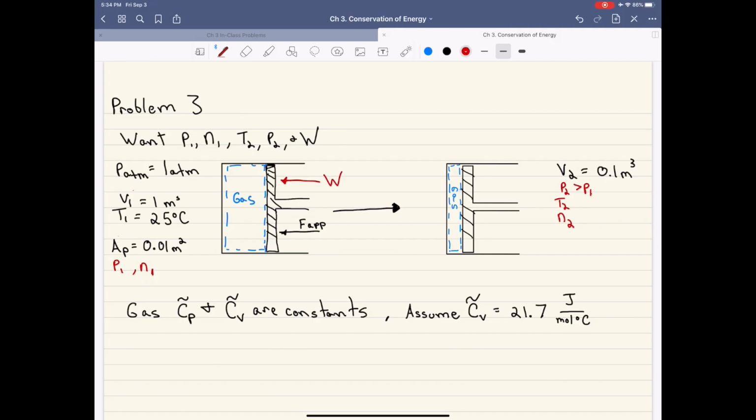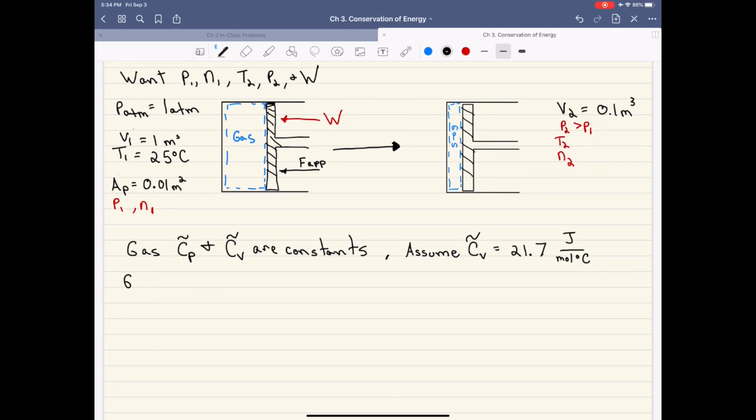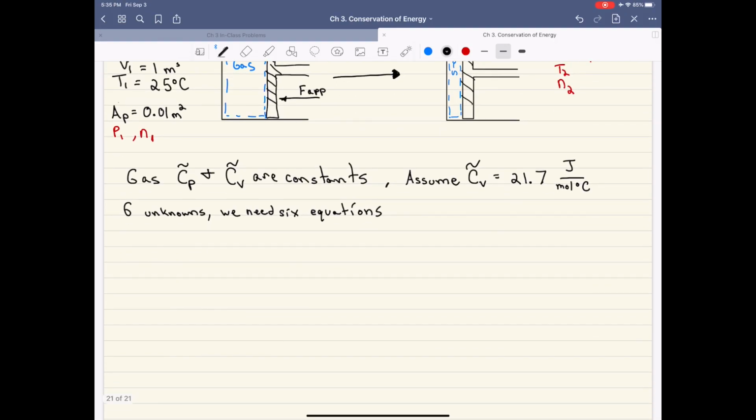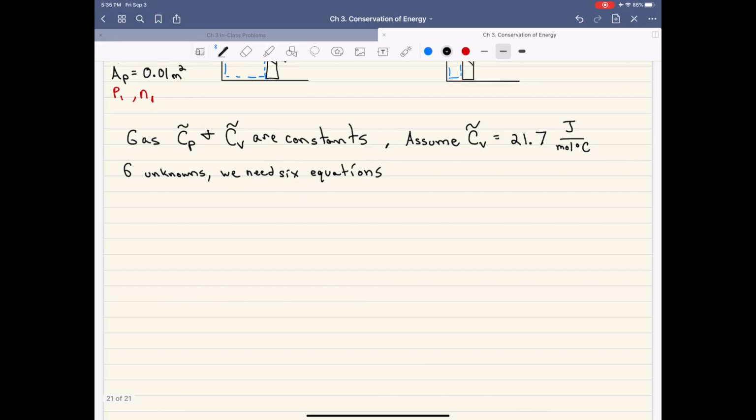So 1, 2, 3, 4, 5, 6. We have 6 unknowns, so that means we need 6 equations in order to solve for everything. This gives us an idea of how many equations we need to use in order to fully solve this problem.